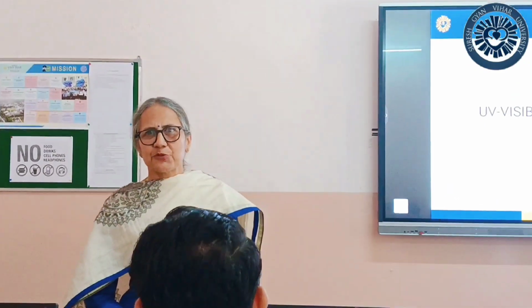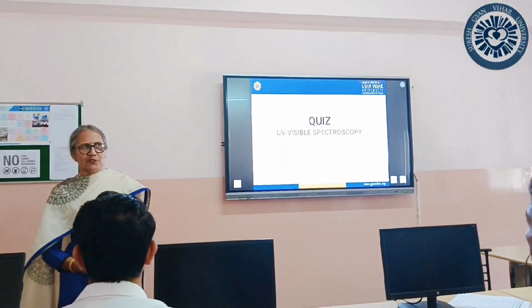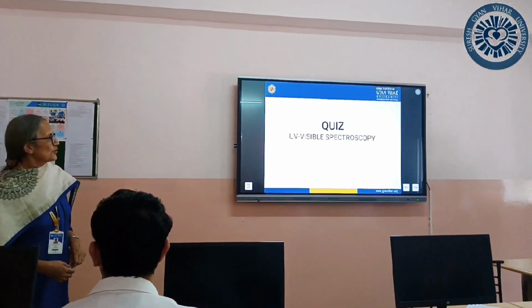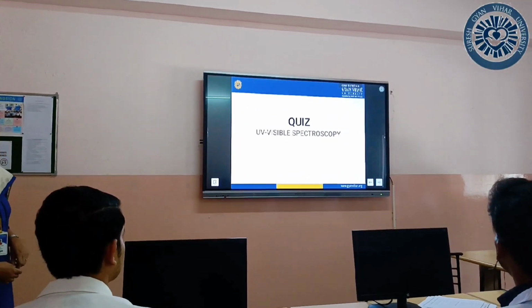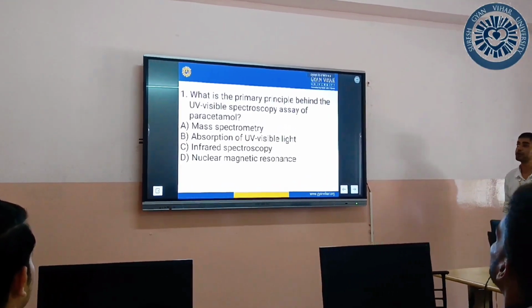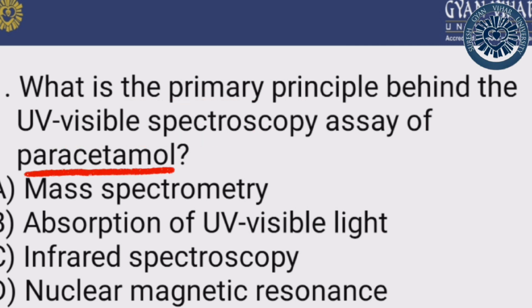Now you must have understood the concept. We have demonstrated the instrument to you. Now we will come to the quiz just to assess the performance, what you learned through the demonstration. So start with the quiz. The first question is, what is the primary principle behind the UV visible spectroscopy assay of paracetamol? Is it mass spectrometry, absorption of UV visible light, infrared spectroscopy, or nuclear magnetic resonance?